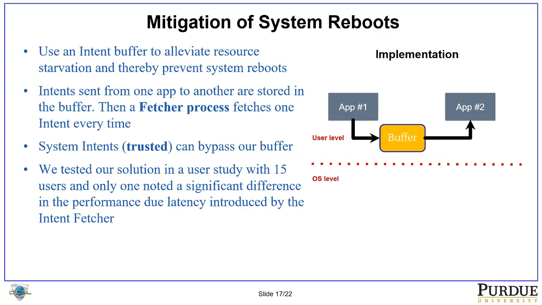To mitigate these system reboots, we designed a proof of concept solution based on an intent buffer that will alleviate the resource starvation in the device. Since Wear OS is closed source, we implemented our solution at the application level. Every intent that is sent from one application to another is first stored in a buffer, and then we have a fetcher process that will fetch one intent at a time. Any system intent or trusted intent can bypass our solution.